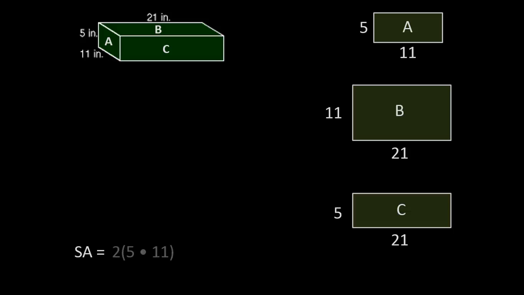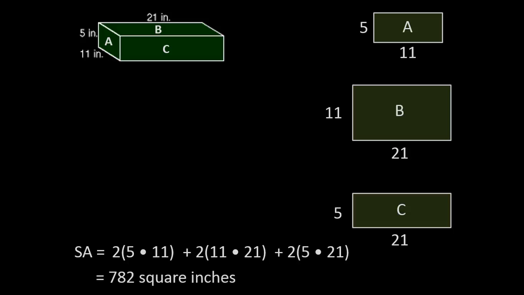So rectangle A has an area of 5 times 11, but remember there's a second rectangle on the right side that has an identical area, so we have two areas of 5 times 11. Same for rectangle B, that's the top, but the bottom's identical, so we have two of those same areas. And rectangle C, the front, is identical to the back, so we have two of those areas. And if we add all of those areas up, we have 782 square inches.